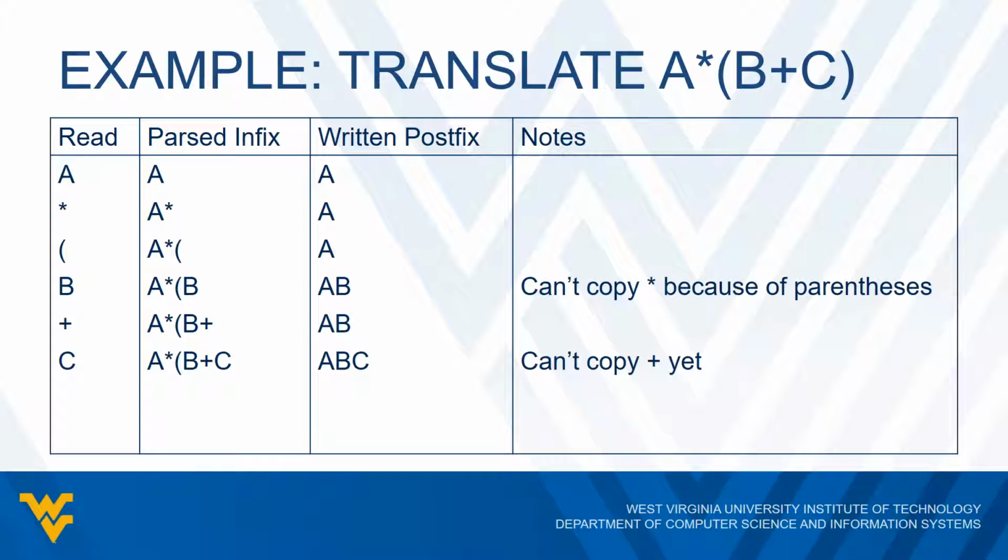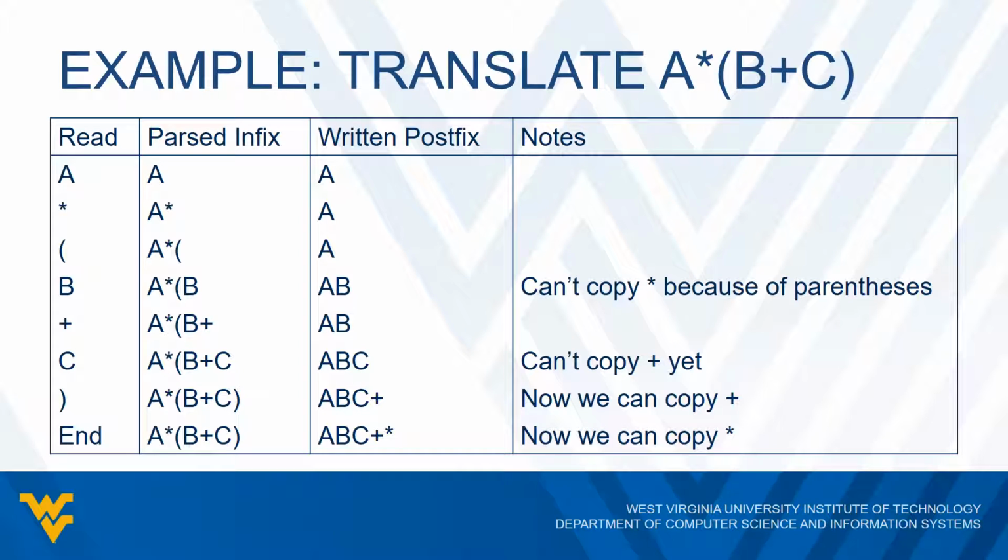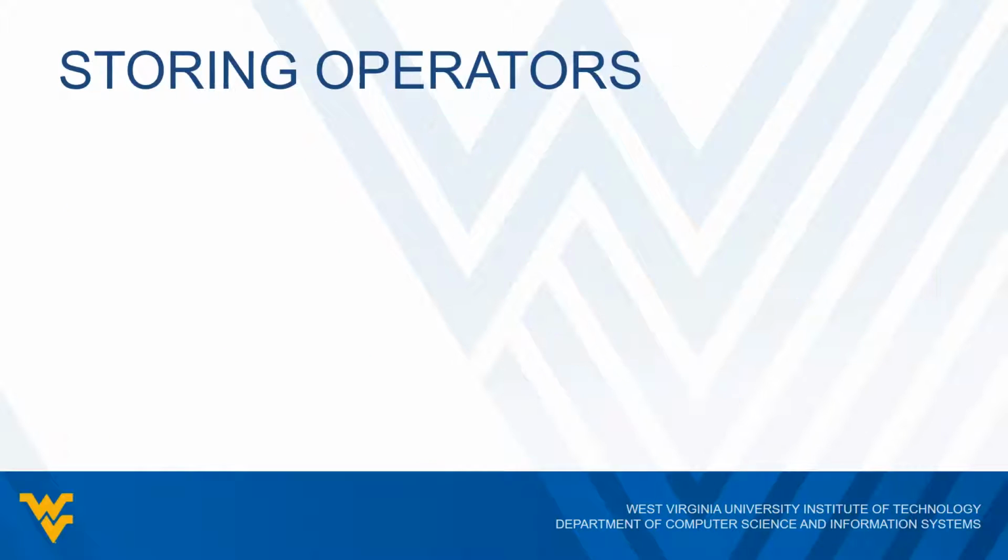We can't copy the plus sign just yet because we need to know what the next symbol is. We see that it's a closed parentheses, which means we can now copy the plus sign because we can evaluate B plus C. So we'll add the plus sign to the end. And since B plus C is evaluated and there isn't anything afterwards, well, technically we didn't evaluate it yet, but we would, then we can copy the multiplication symbol over. So we can tack that on at the end of our postfix notation. So we see we get ABC plus and then times.